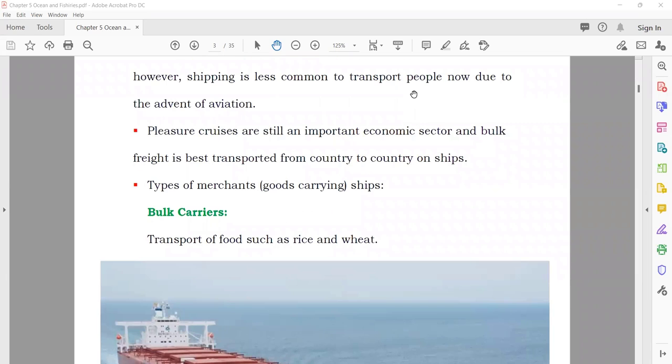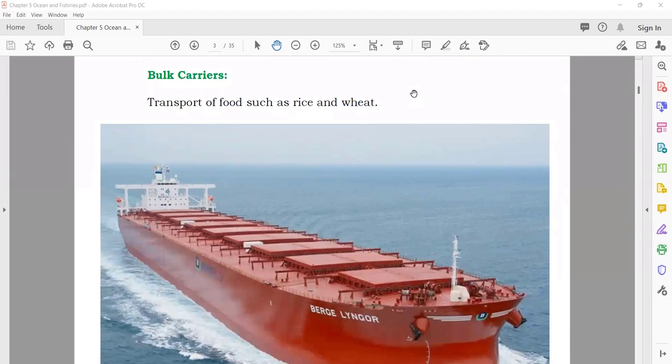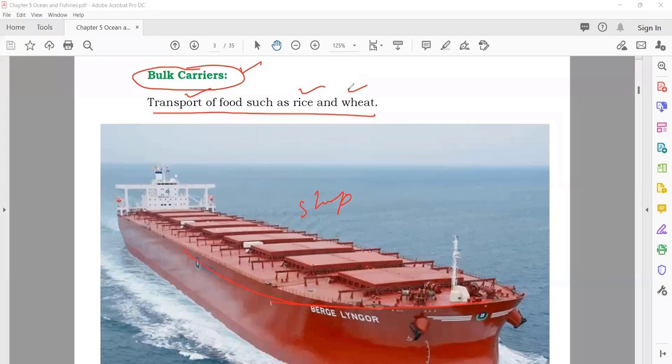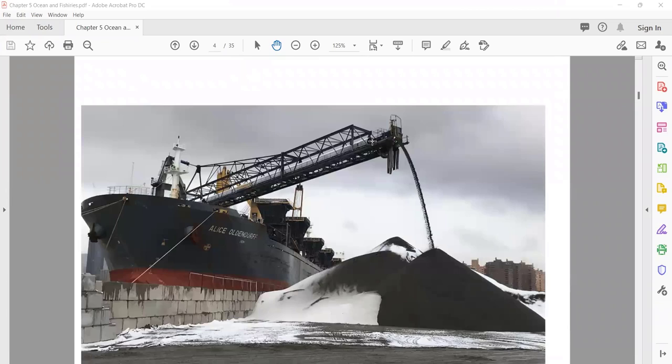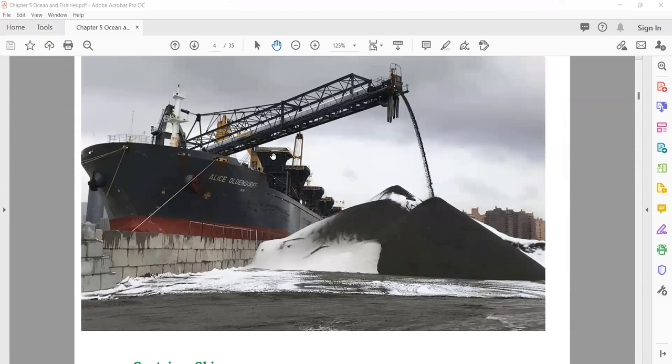Now we will talk about different types of ships which are used in the ocean for transporting different things. In the exam, they will not discuss how it looks like or what the design of this one is, no. But you should know the type and the use for what. For example, one is the bulk carrier. This is a type of ship, and which is used for what? Transport food such as rice and wheat. So you should know about their types and their particular use. This is the picture, and this is another picture. You can see here, they are unloading whatever the material was inside.